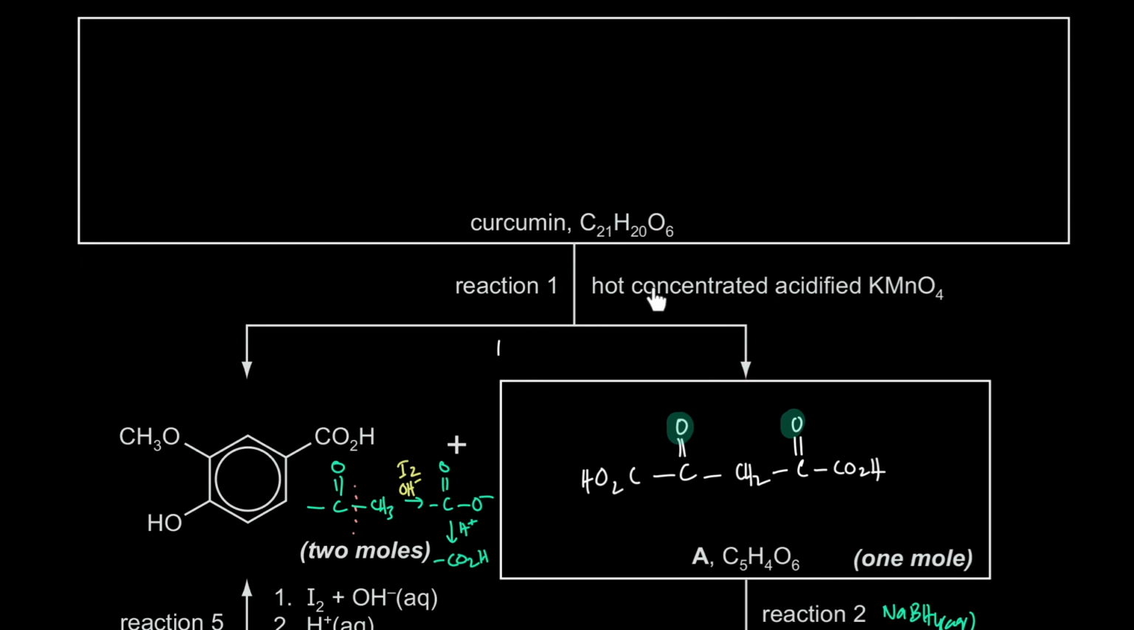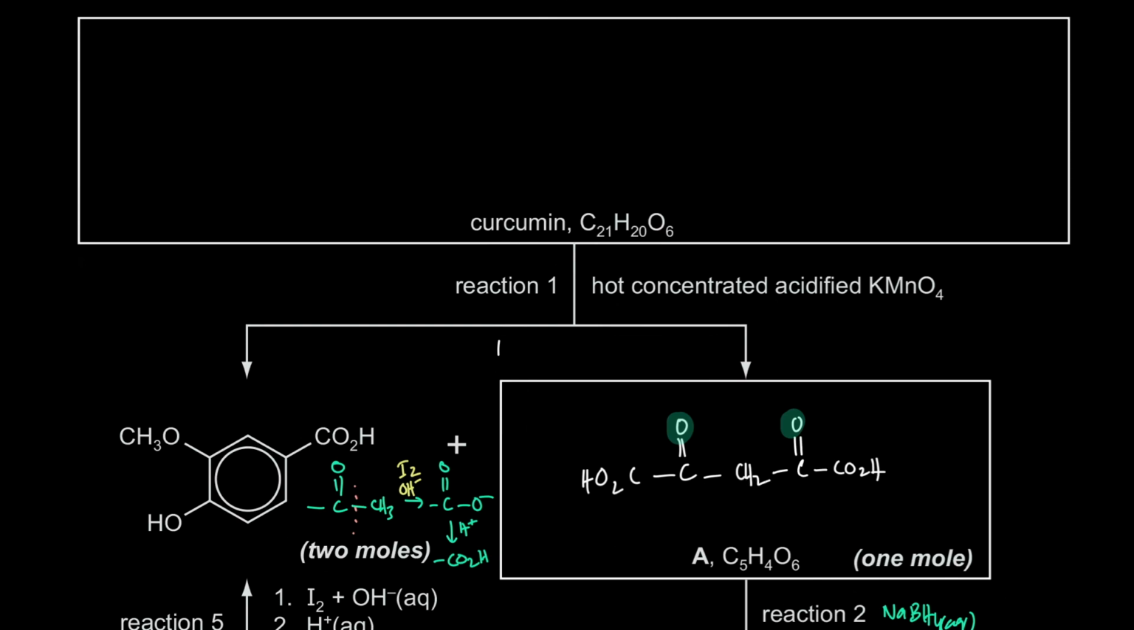So we've learned that carbon-carbon double bonds can be ruptured by hot concentrated acidified KMnO4. The reaction by which this large 21-carbon molecule is broken down into smaller pieces using hot concentrated acidified KMnO4 is oxidation. It's a strong oxidation of alkenes. Alkenes can be oxidized and broken down into smaller pieces if we use hot concentrated acidified KMnO4. So the double bond is reacting with the hot concentrated acidified KMnO4.